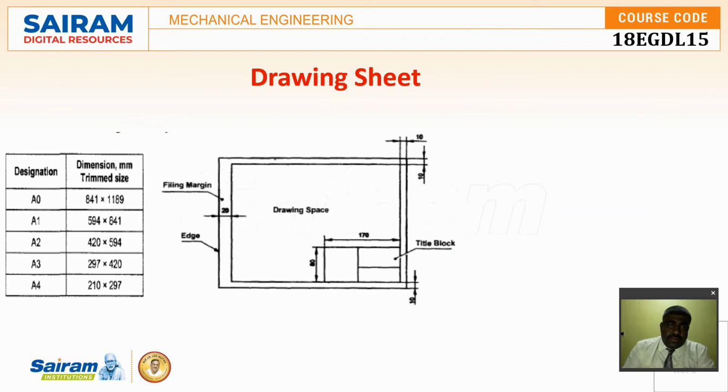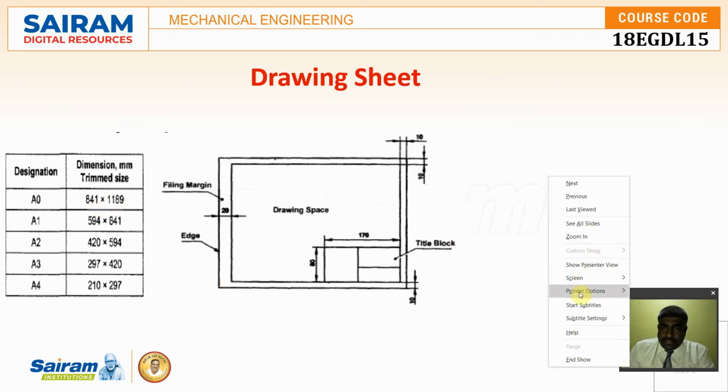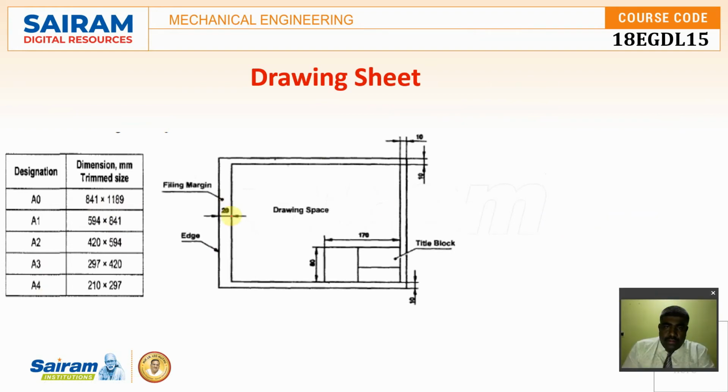Coming to the drawing sheet, the drawing sheet varies from A0 to A4. It starts from 841 by 1189, and this is the drawing sheet. This is the overall drawing sheet, and this is the borderline within which you're going to draw the projections. And this is your title block, which contains the details about the drawing. And this part can be used to represent which angle of projection you have used in your drawing.